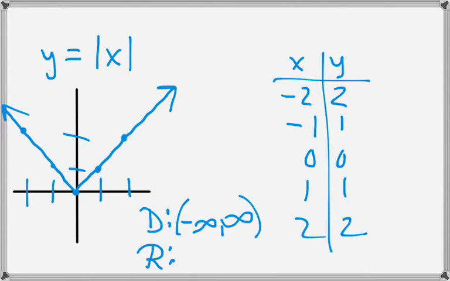And we don't have any negative y values because you can't take the absolute value of a real number and get a negative result. But we do see 0 on the graph, and then any positive y value you could think of would show up at some point. So all numbers greater than or equal to 0 is the range.